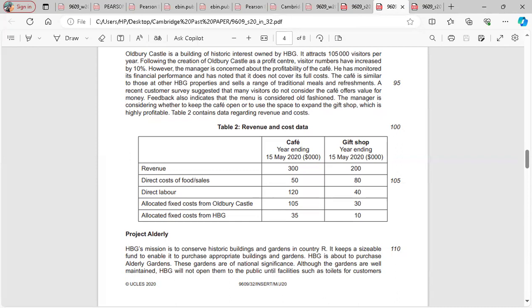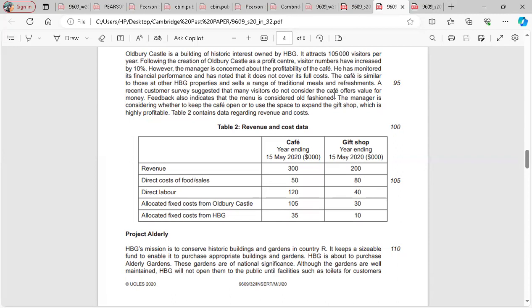Clear? So the next one is about the gift shop. They said we should calculate the profit. Profit is always total revenue minus total cost. So our total revenue for the gift shop is 200,000. Then our total costs are all the costs: 80,000 plus 40,000 plus 30,000 plus 10,000. We call it absorbed cost.